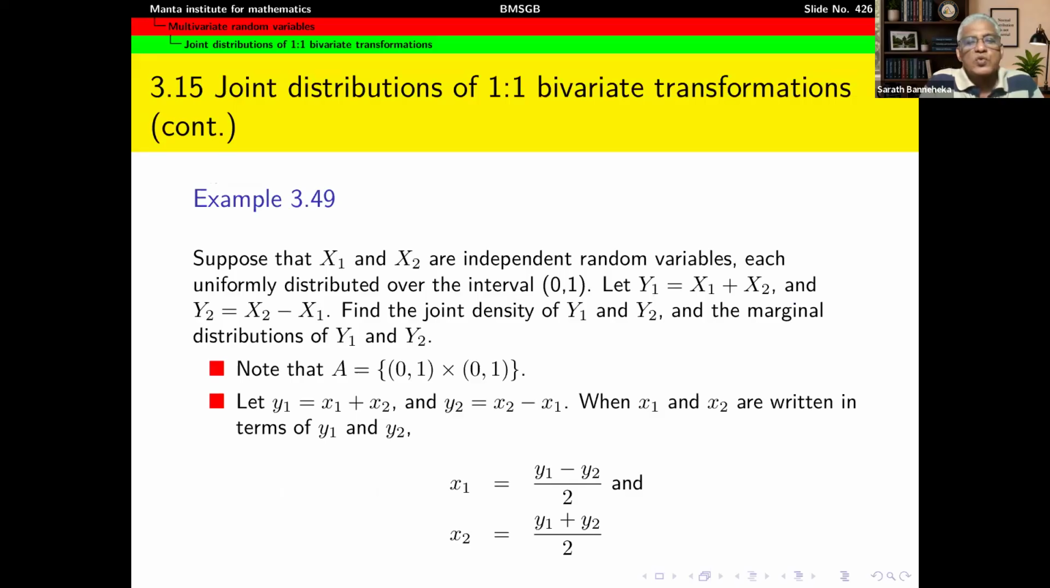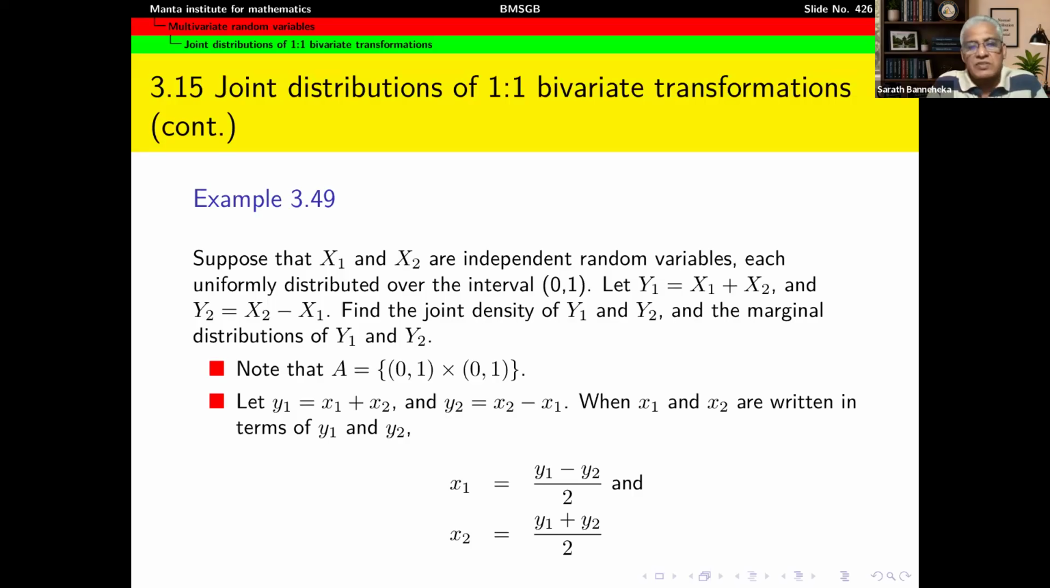Suppose that x1 and x2 are independent random variables, each uniformly distributed over the interval 0, 1. They both are standard uniform, independent. Let y1 is equal to x1 plus x2 and y2 is equal to x2 minus x1. Find the joint density of y1, y2 and the marginal distributions of y1 and y2.